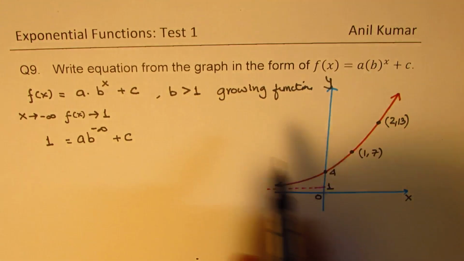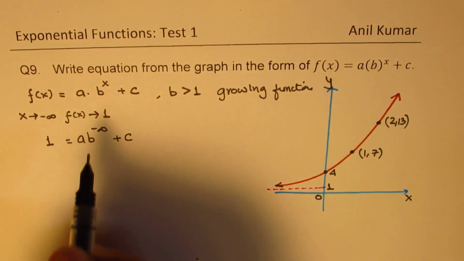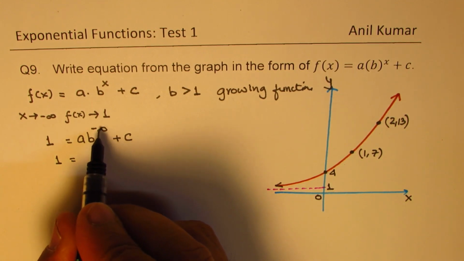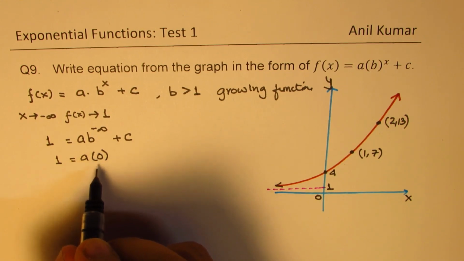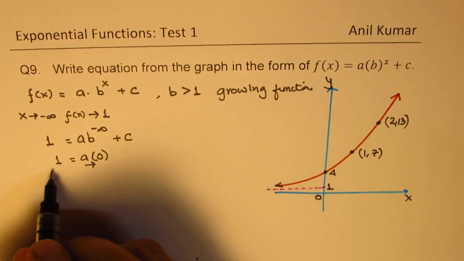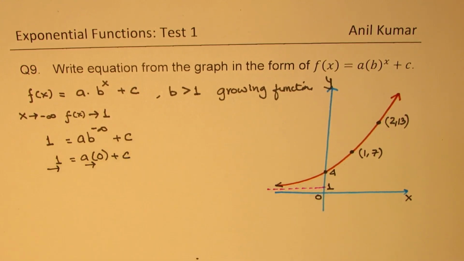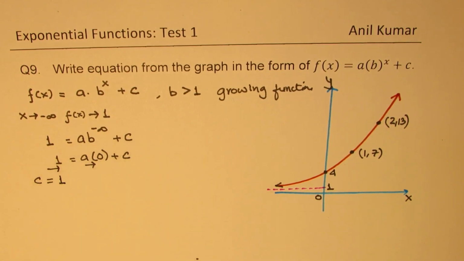So if, for a decay, b could be between 0 and 1. Okay. Since b is positive, we can clearly see that the first part, b to the power of negative infinity, will be approaching 0, right? So this is where it is approaching, correct? And so we see that the value of c should be 1, right? So that gives you c equals 1. Is that clear to you?